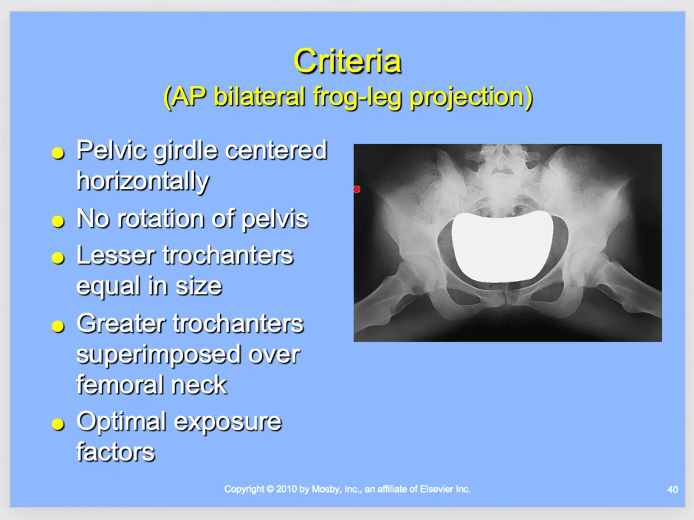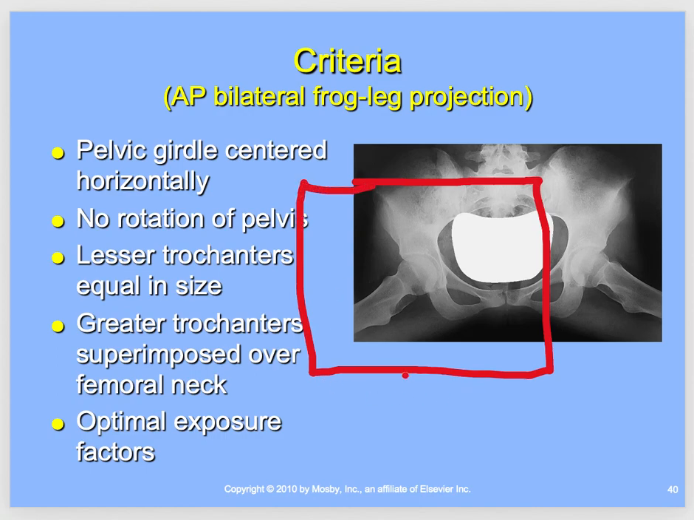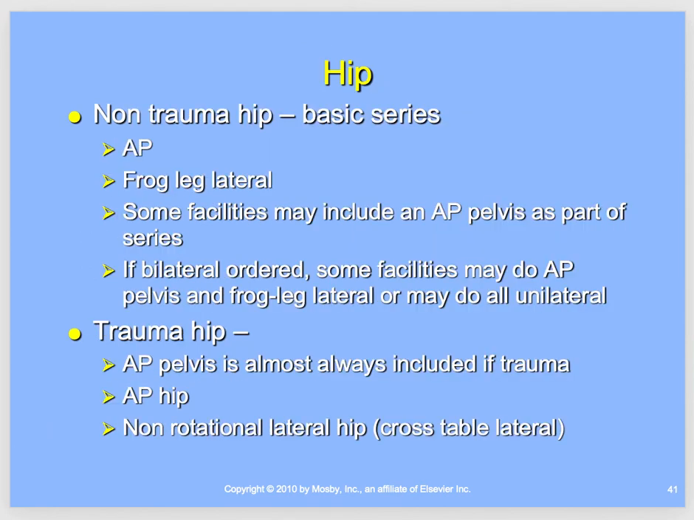And when you do a right and left frog leg, your image more than likely will look like this, okay? So this is what you're going to image on that frog leg, picking up that pubic symphysis, and then your other one is going to be the same, and it would come down right in here just to pick up that pubic symphysis. Okay, so keep in mind it's probably going to be two images, a right and a left, but include that pubic symphysis in your right and in your left frog leg. So hip, non-trauma hip, basic series.